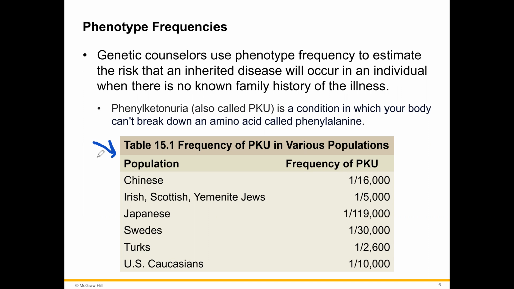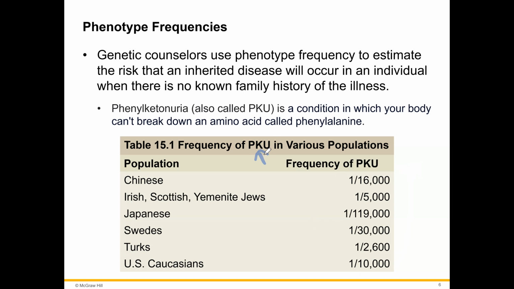So here the table shows you the disease called PKU, phenylketonuria. It's a condition in which the body can't break down an amino acid called phenylalanine. We can see that in the Chinese, the frequency is 1 over 16,000. Irish, Scottish, and Yemeni Jews, the frequency is 1 over 5,000. In Japanese, 1 in 119,000. In Swedes, 1 over 30,000. Turks, 1 in 2,600. In US Caucasians, 1 over 10,000. So that's the frequency of the allele that causes disease, and again, an allele is a variant of a gene.